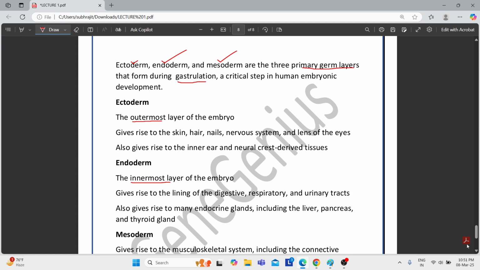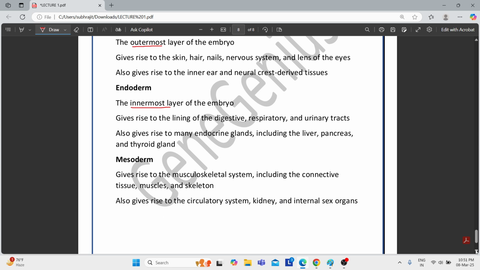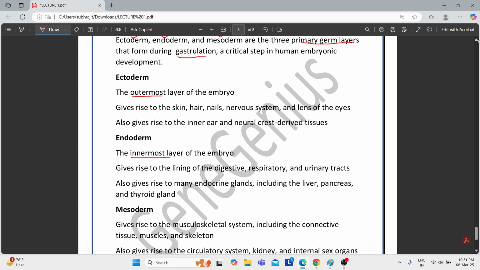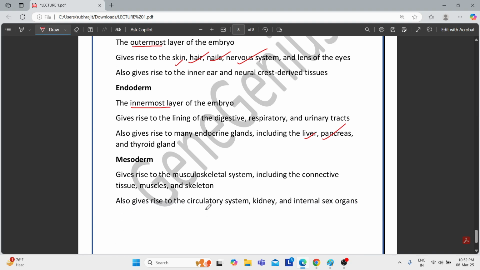mesoderm forms the middle layer between the ectoderm and the endoderm. Now these ectoderm, endoderm, and mesoderm differentiate into various parts of the body. For example, the ectoderm gives rise to the skin, hair, nails, and nervous system. The endoderm gives rise to the liver, pancreas, etc. And the mesoderm gives rise to the circulatory system, kidney, and internal sex organs. These are the three germ layers.